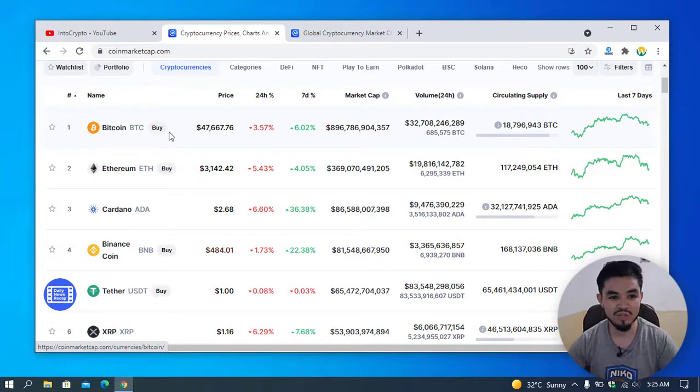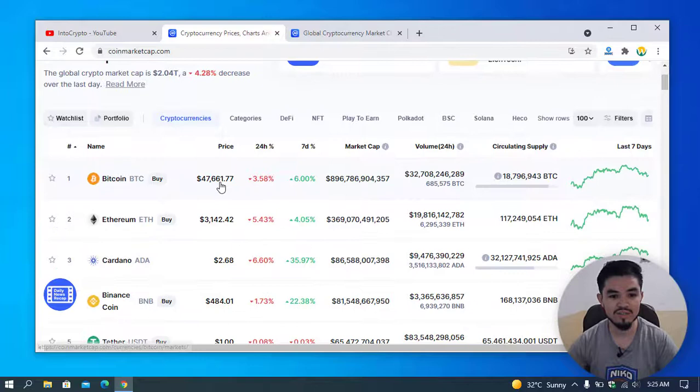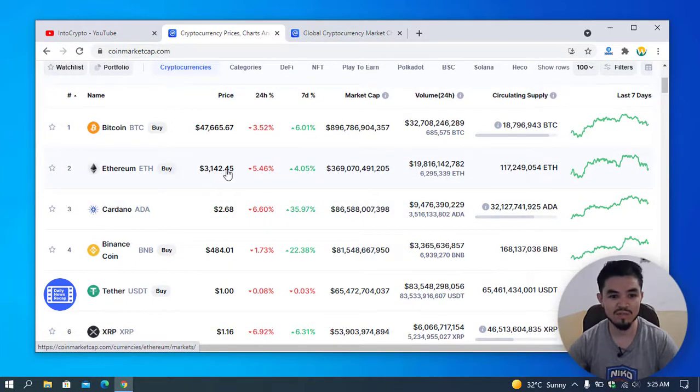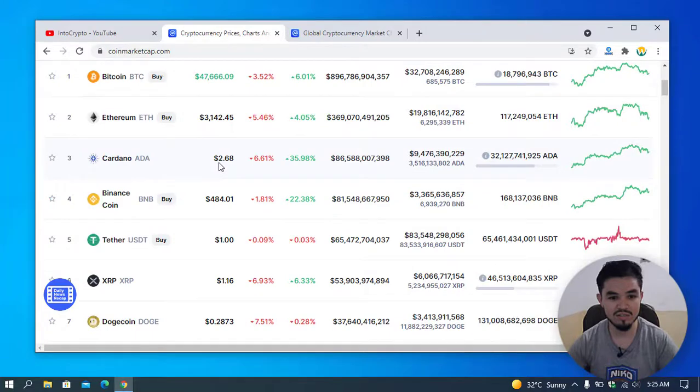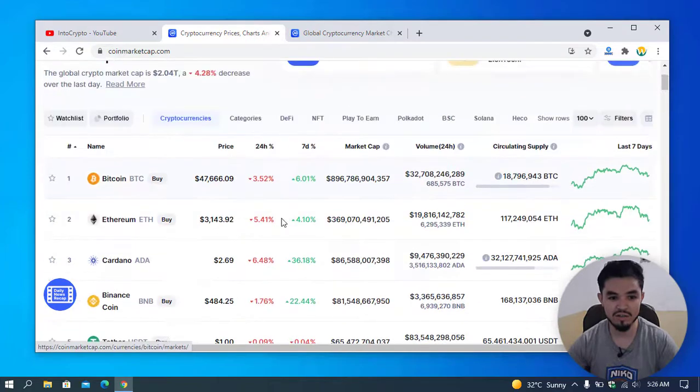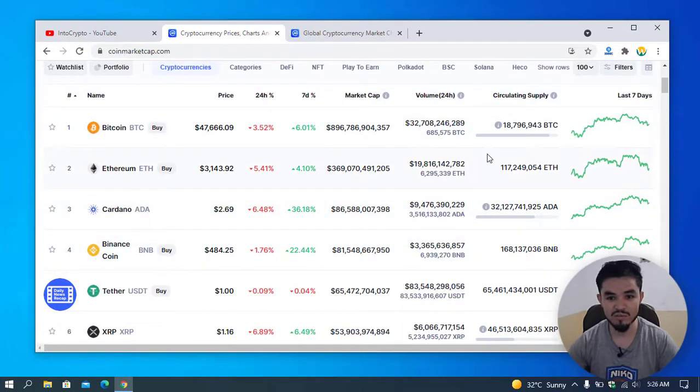Here you can see the Bitcoin price today, 25 August 2021, and the current price of one Bitcoin is $47,661. The 24-hour volume has dropped, with the price down 3.52%. Here is Ethereum at $3,142, and its drop is 5.46%. Here Cardano is at $2.69. Cardano several days ago was the fourth coin in Coinmarketcap, and now it's the third coin. Here is the market cap, and you can see the volume and the circulating supply.